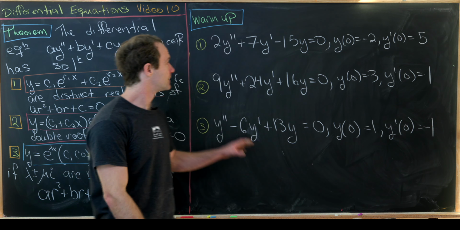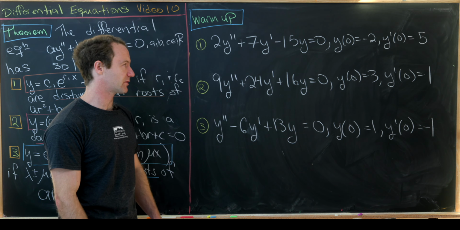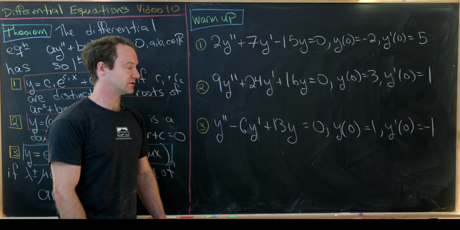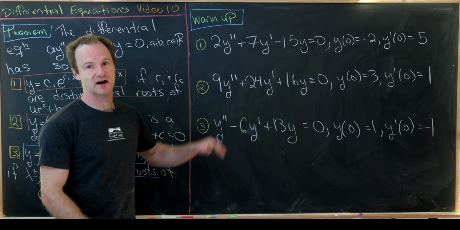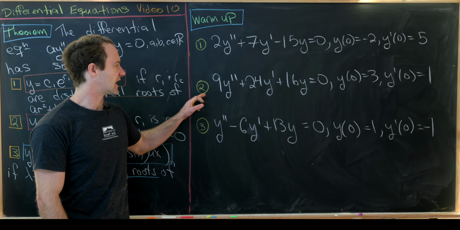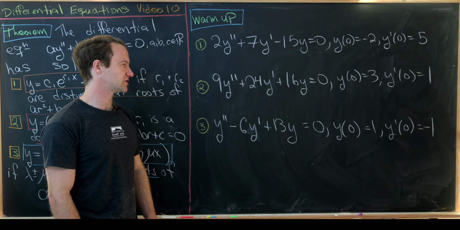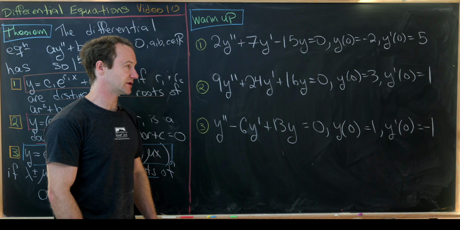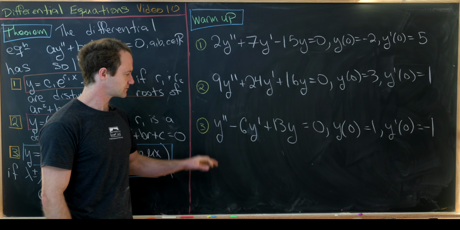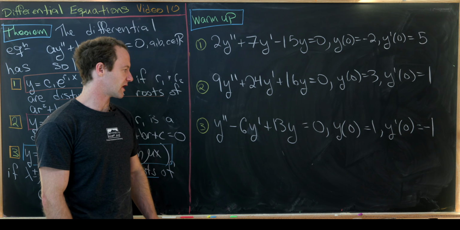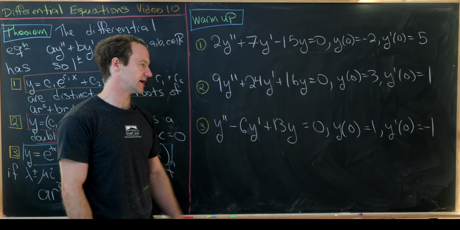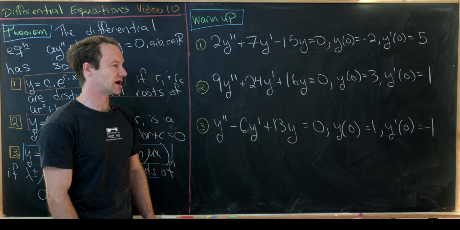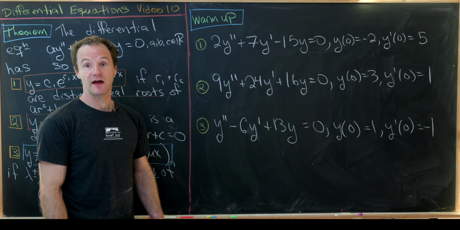Okay, so the first one is 2y double prime plus 7y prime minus 15y equals 0. And then we have y evaluated at 0 is -2 and y prime evaluated at 0 is 5. So that's our first warm-up. Our second is 9y double prime plus 24y prime plus 16y equals 0. We've got y of 0 is 3 and y prime of 0 is 1. Then finally, we have y double prime minus 6y prime plus 13y is 0. Our initial conditions are y of 0 is 1 and y prime of 0 is -1. And that's a good place to stop.